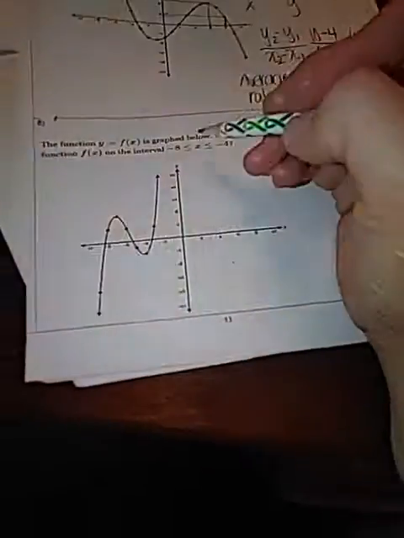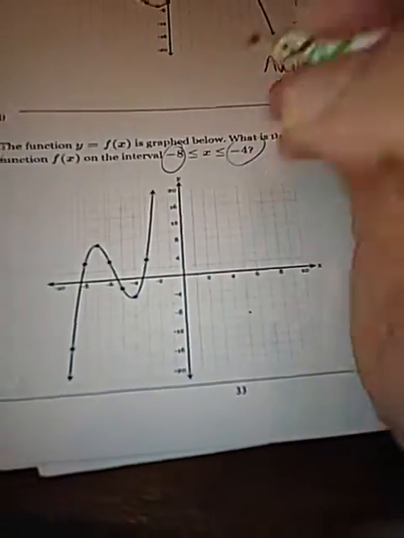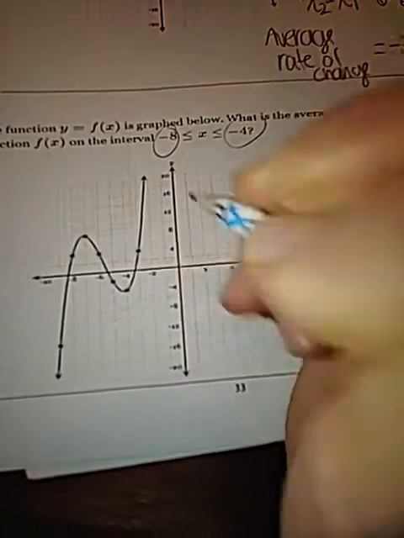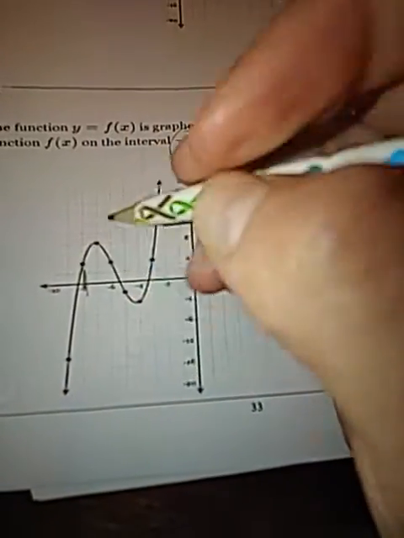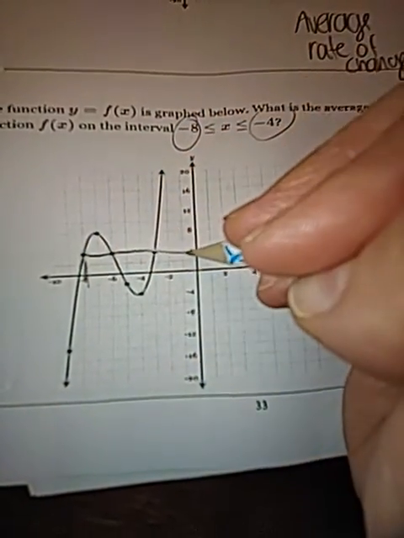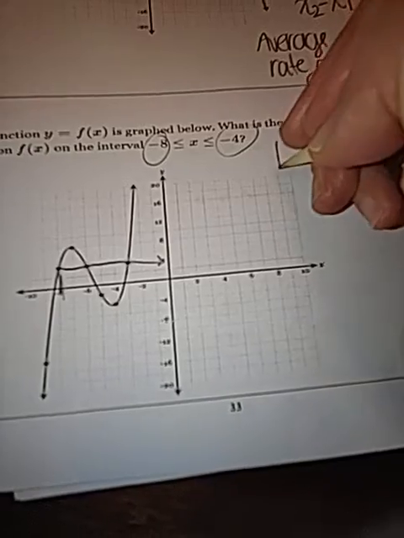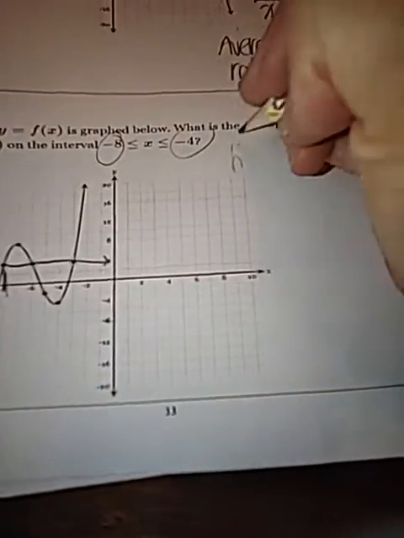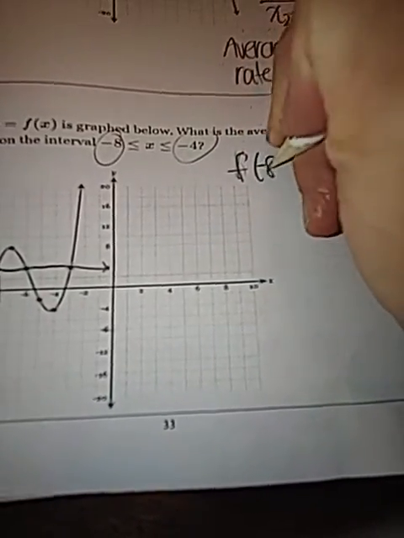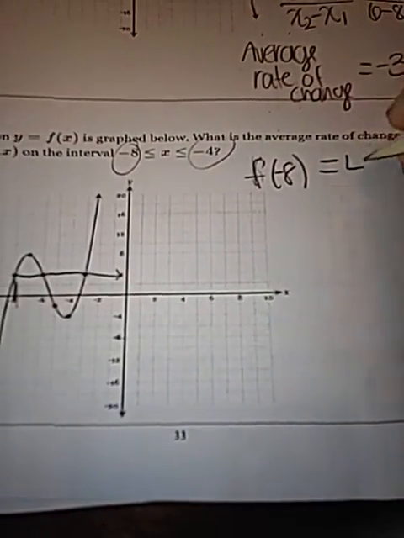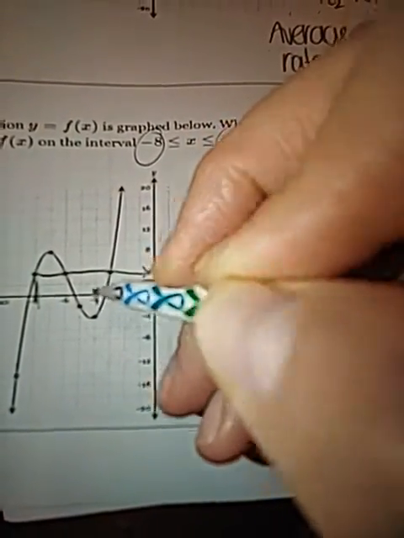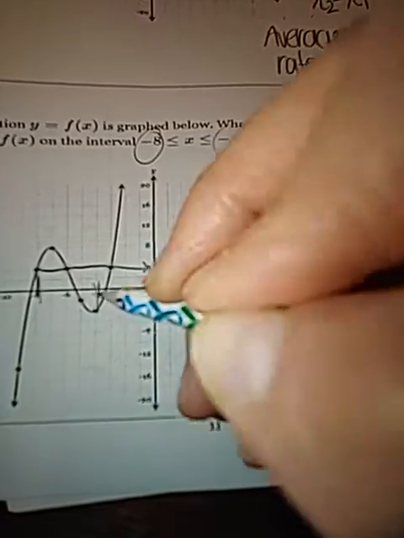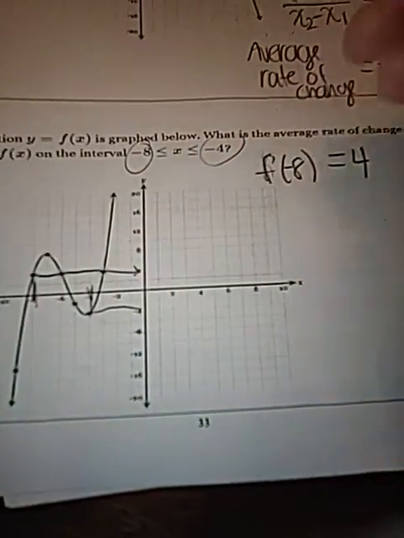Okay, let's keep going. 8. 33, number 8. All right, on the graph. 8, negative 8, and negative 4. Okay, negative 8 gets me a y value of 4. So negative 8 in the function gets me 4. And negative 4 in the function gets me negative 4.